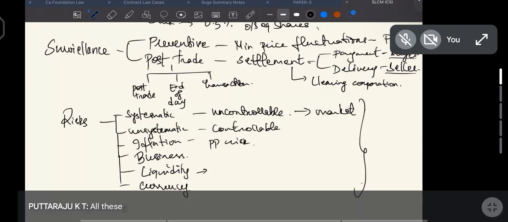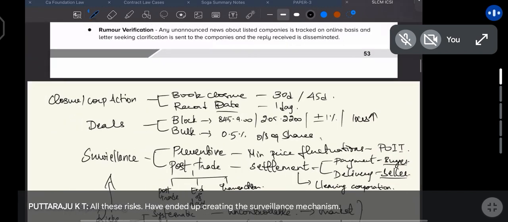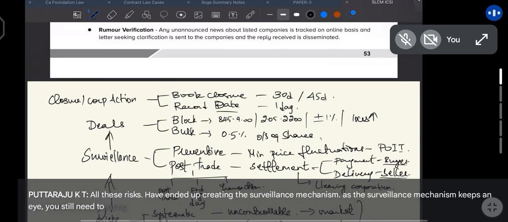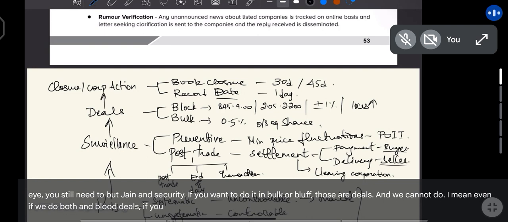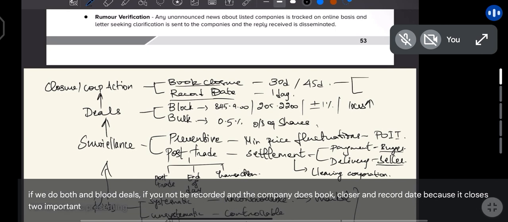And all these risks have ended up creating the surveillance mechanism. As the surveillance mechanism keeps an eye, you still need to purchase and sell these securities. If you want to do it in bulk or block, those are your deals. And even if we do bulk and block deals, it will not be recorded when the company does book closure and record date, because it closes two important books on those days: one is the register of members, another is share transfer.